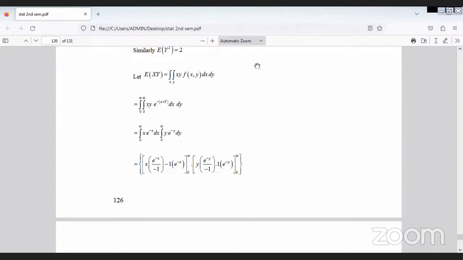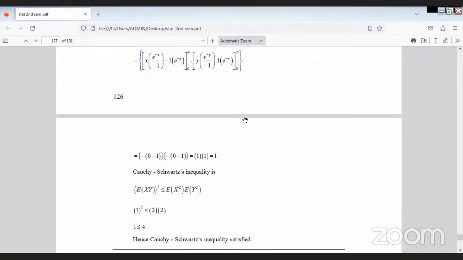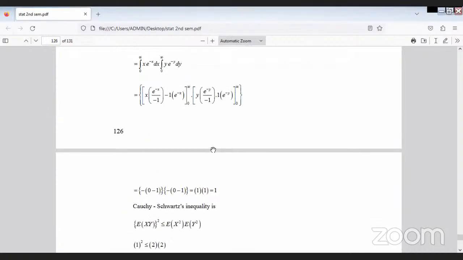X into e power minus x by minus 1, again with x as constant, we are doing minus 1 into e power minus x from 0 to infinity. Again e power minus y by minus 1, 1 into e power minus y. That is what we applied here. The first is constant, the second is integrated. So therefore apply the values, and the same for y. Tell me the answer.